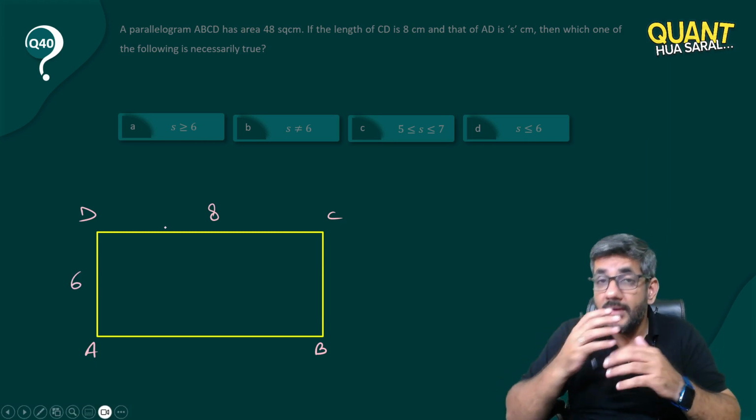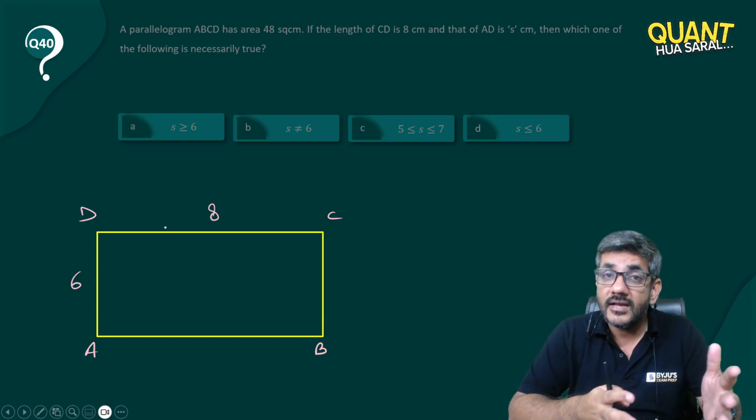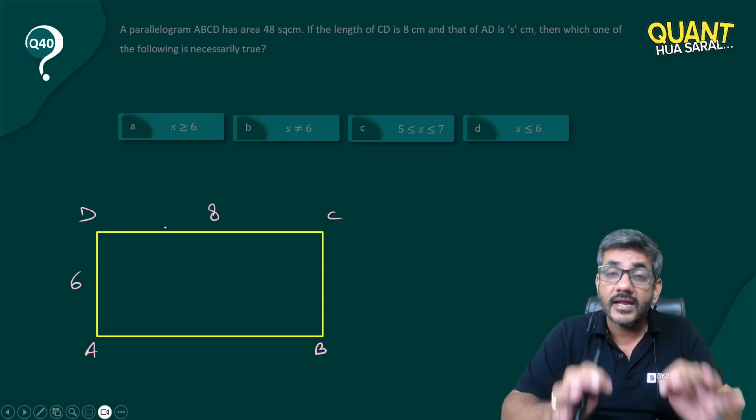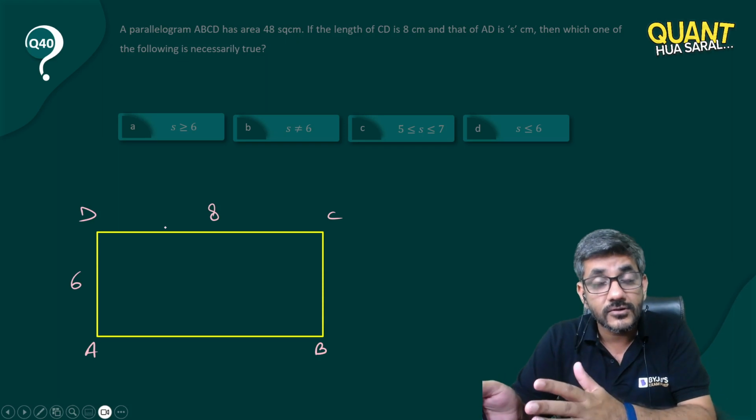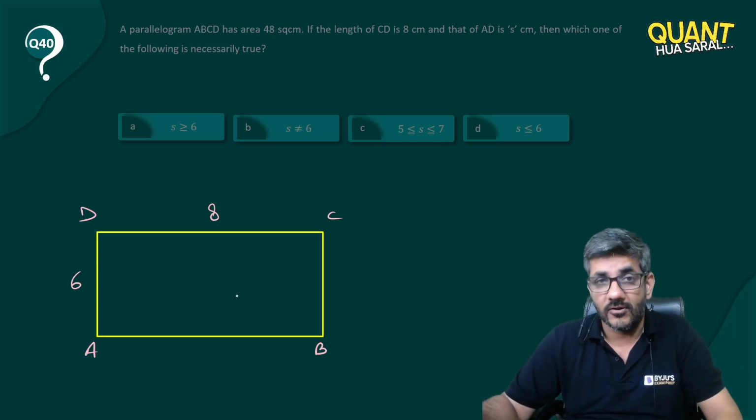Now some of you might be having this question, sir, can we take a rectangle? Yes, every rectangle is a parallelogram. The reverse is not true, but every rectangle is a parallelogram.